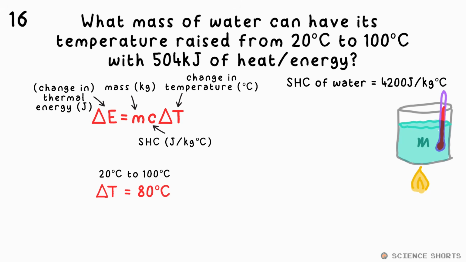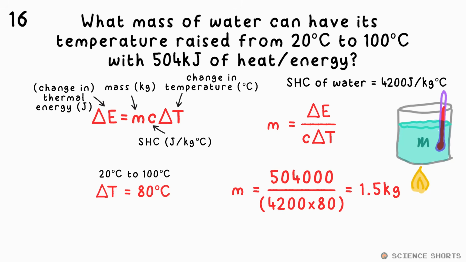Delta T is 80 degrees. We want to calculate M, so we need to rearrange the equation to get M equals delta E divided by C times delta T, or delta theta. So 504,000 joules, did you remember to convert kilojoules into joules by multiplying by 1,000, divided by 4,200 times 80, that's our temperature difference, don't forget your brackets again, that gives us 1.5 kilograms.